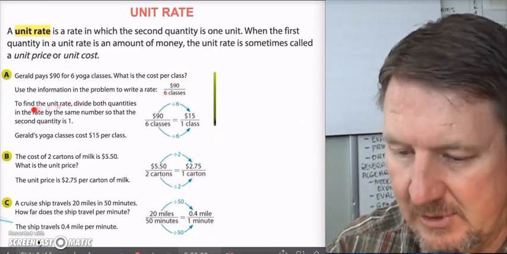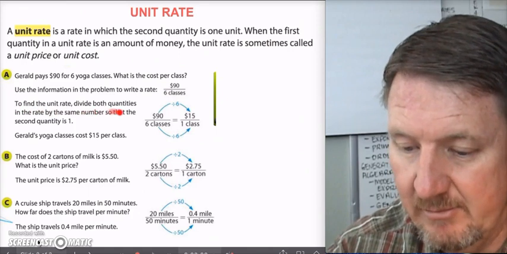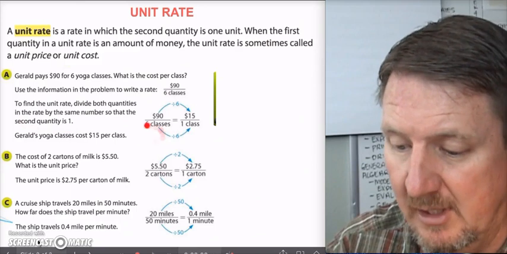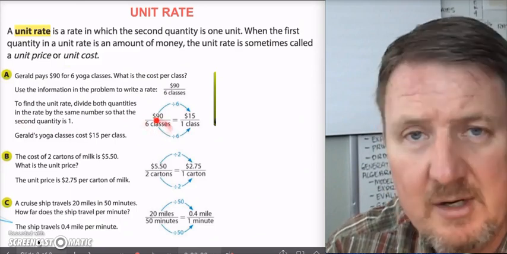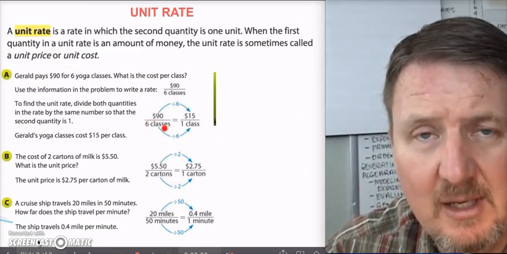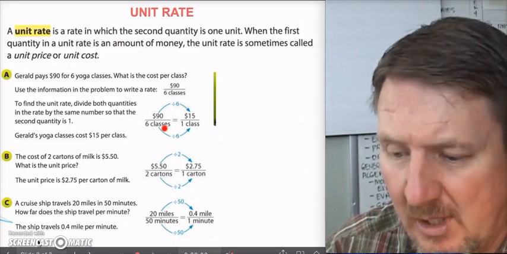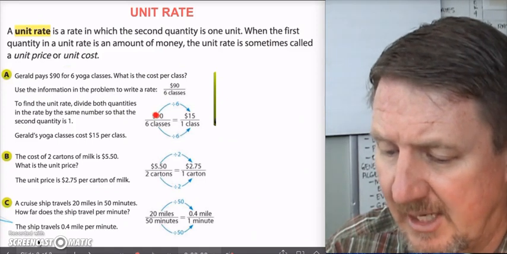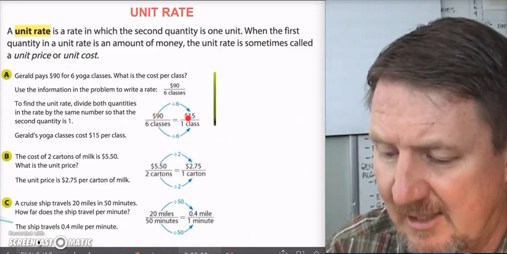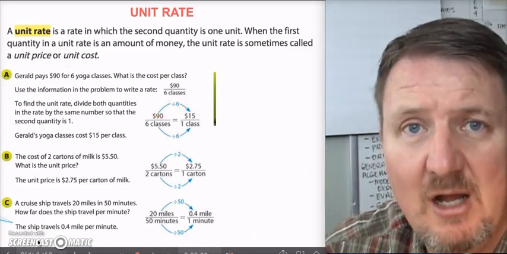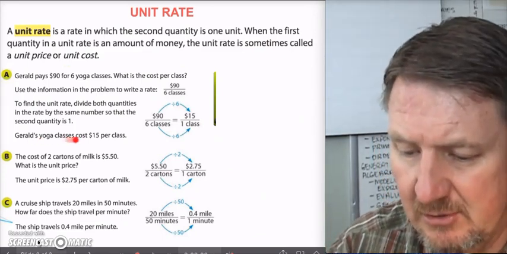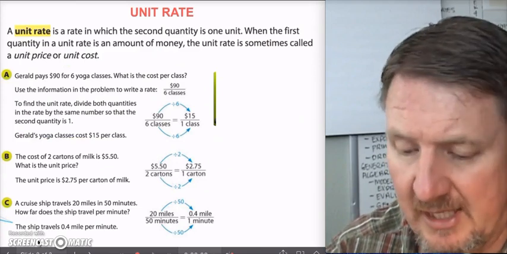All right, so it says to find the unit rate, divide both quantities in the rate by the same number so that the second quantity is 1. So when we're talking about the second quantity, we're talking about classes here. Now, to get classes to 1, I would just divide by 6, and that's what we did. All right, so then I divide 90 by 6, and I get 15. So the cost is $15 per 1 class. Okay, and that's what it says. Gerald's yoga classes cost $15 per class.